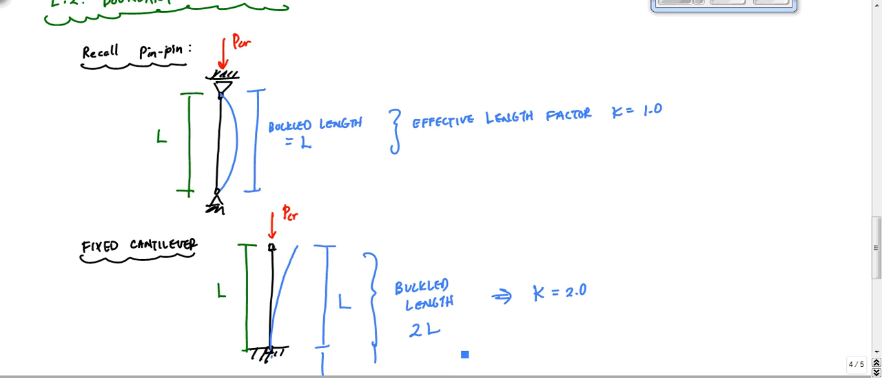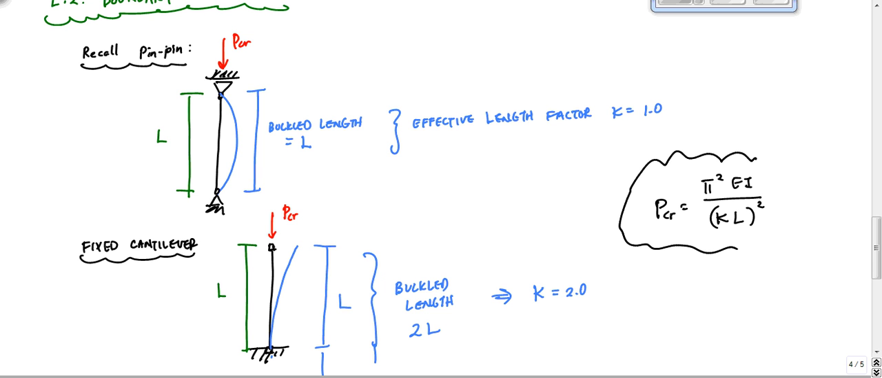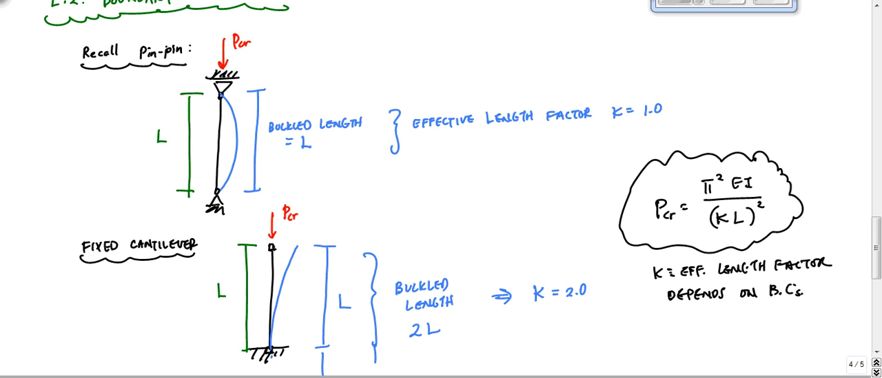So the equation for the critical load is this: P critical equals pi squared EI over KL squared. This is our critical buckling load equation that we are going to use. And K, the effective length factor, depends on the boundary conditions. This is how we account for our boundary conditions. When it's pin-pin, K equals 1. When it's a flagpole, K equals 2.